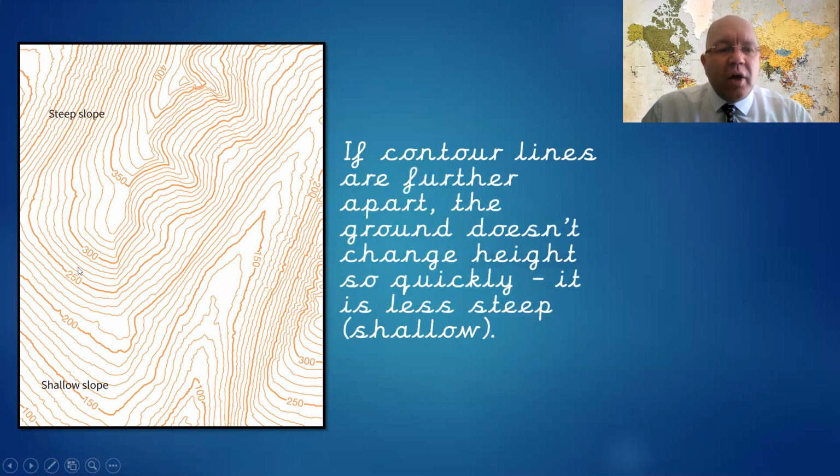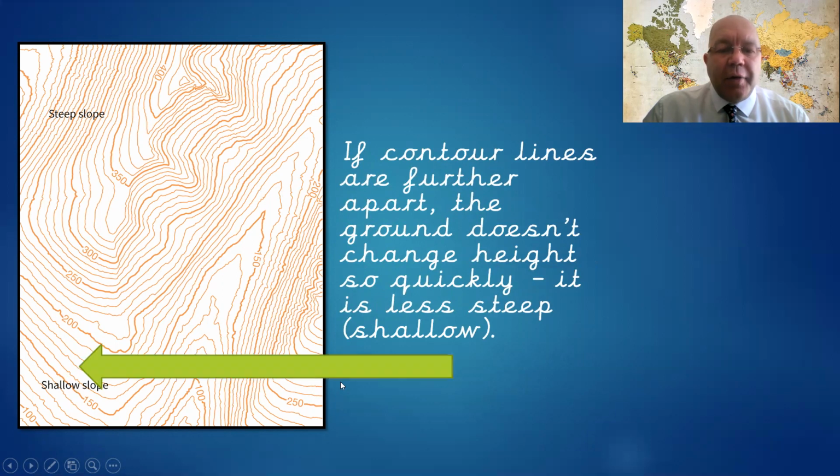If, however, we come down here, there's bigger gaps. That means it's taking us a bit longer to get higher. So in this area here, from 150 to 160, 160 to 170 to 180 to 190 to 200, that distance there is a lot bigger. So that means we're able to walk further without climbing too quickly. So that's a shallow slope. Okay, does that make sense?